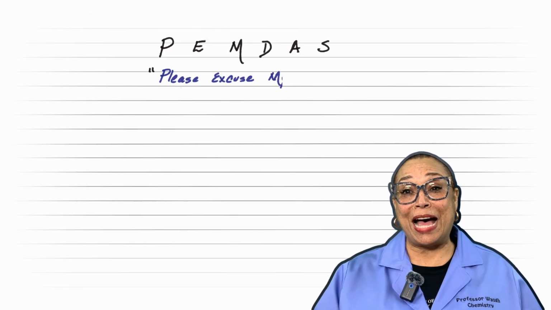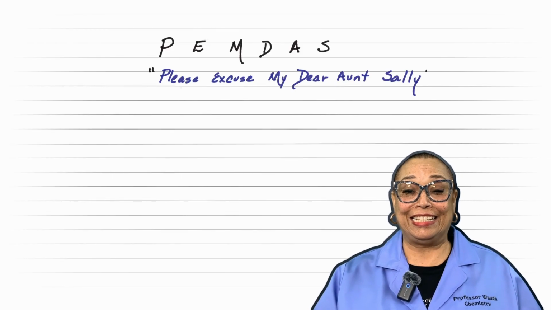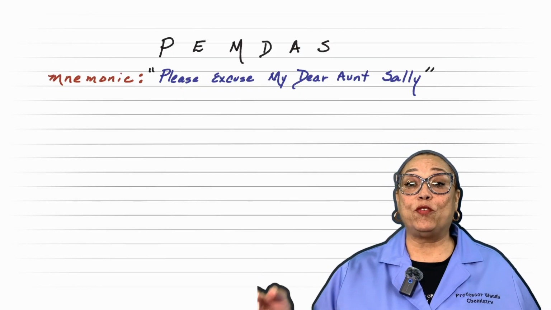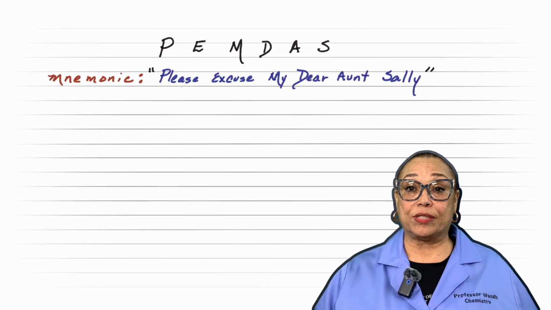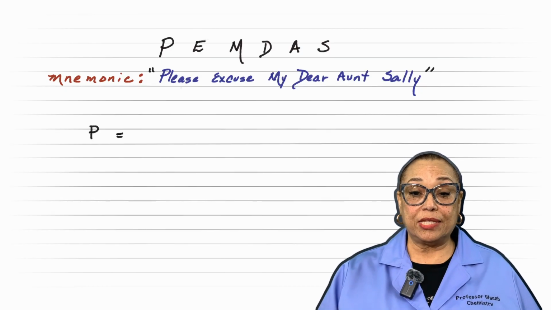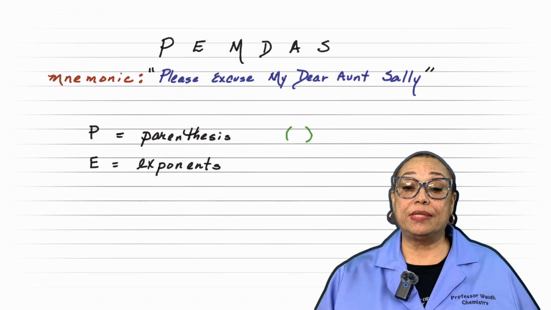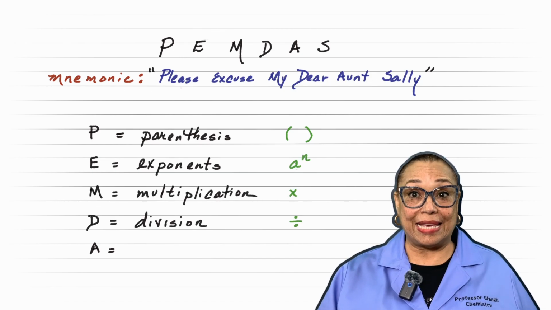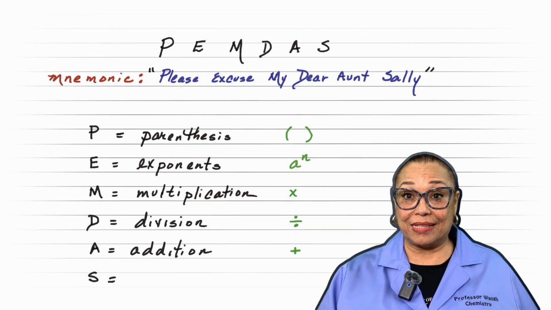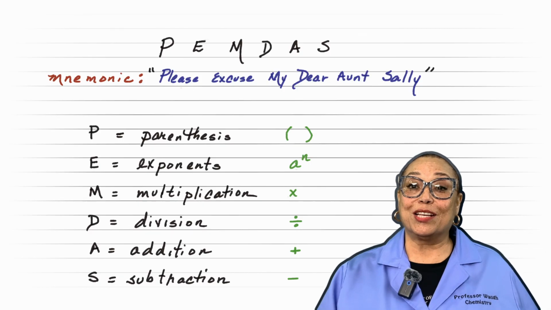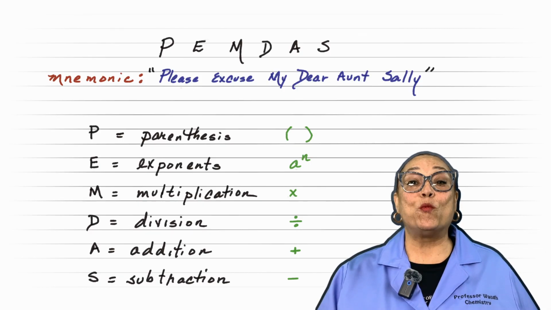Please excuse my dear Aunt Sally. This is the mnemonic that you need to memorize if you have a multitude of operations in the same problem. So let's go through it. P is parentheses, E is exponents, M is multiplication, D is division, A is addition, and S is subtraction. I need you to memorize this, okay? Because we're going to utilize it today with the sig fig rules.